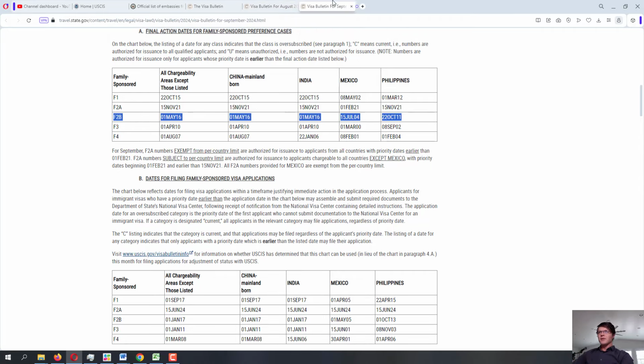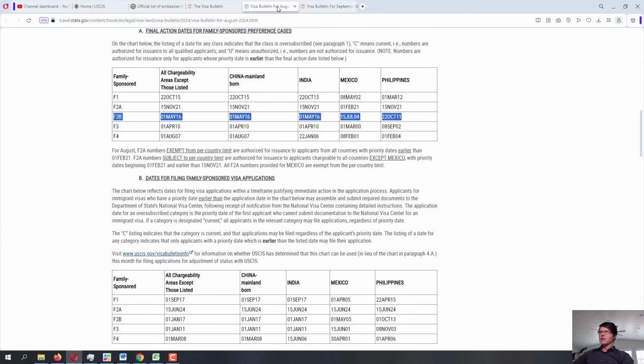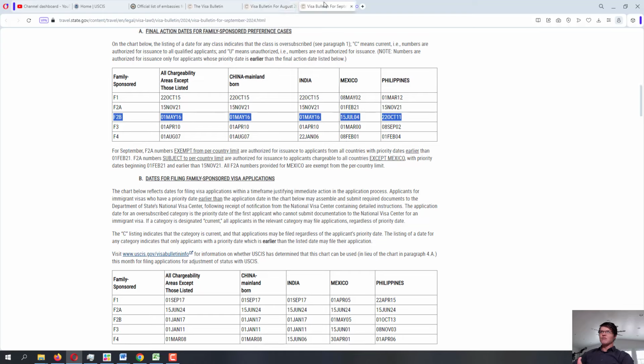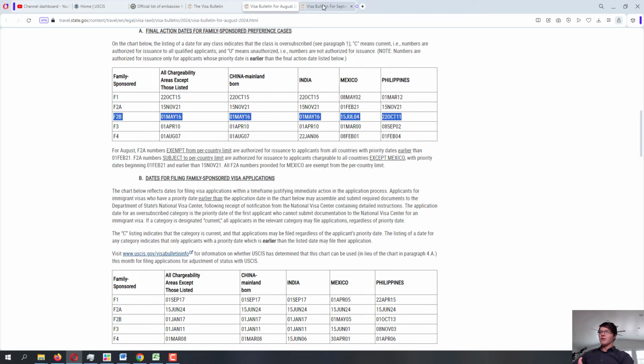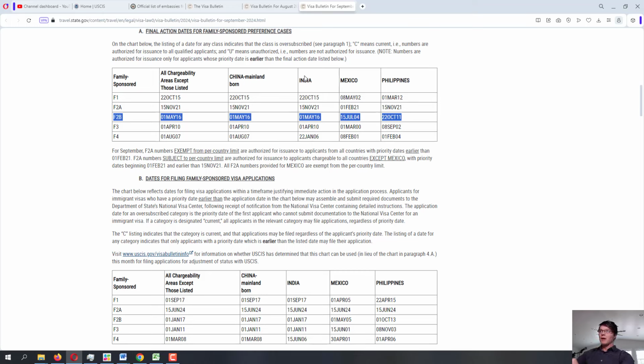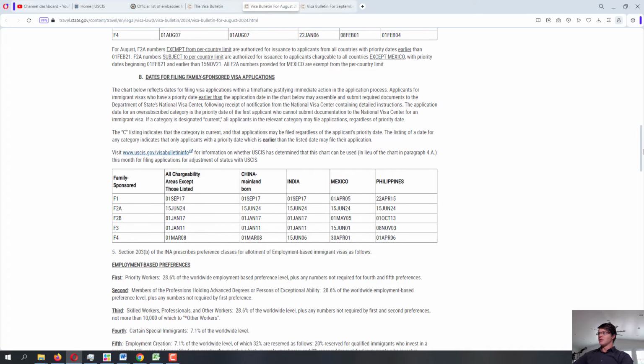All right. September, no movement. China, no movement. India, no movement on September. Mexico, no movement for September. Philippines, no movement. In fact, looks like the rest of graph A, I don't see any movement at all. Wow. Yeah, that's really bad. So from August to September Visa Bulletin, absolutely no movement for anyone in any chargeability area, for any category, for the whole graph A. Yeah, this is terrible, honestly. This is really bad.